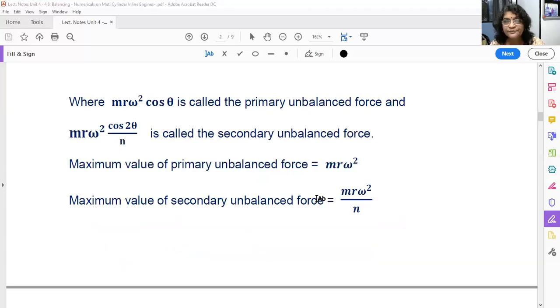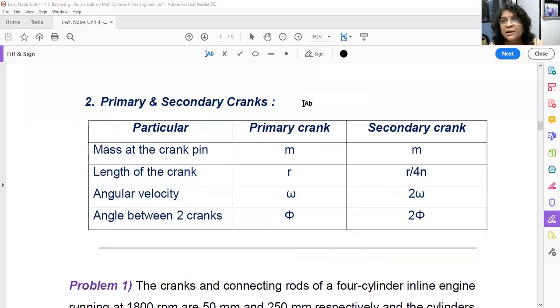Now, we have also learned that we can imagine secondary crank, that is an imaginary crank. Basic crank is the primary crank. So that we can find out the primary unbalanced force based on primary crank diagram and secondary unbalanced force based on the secondary crank diagram. If we compare these two, the mass at the crank wheel will be same.